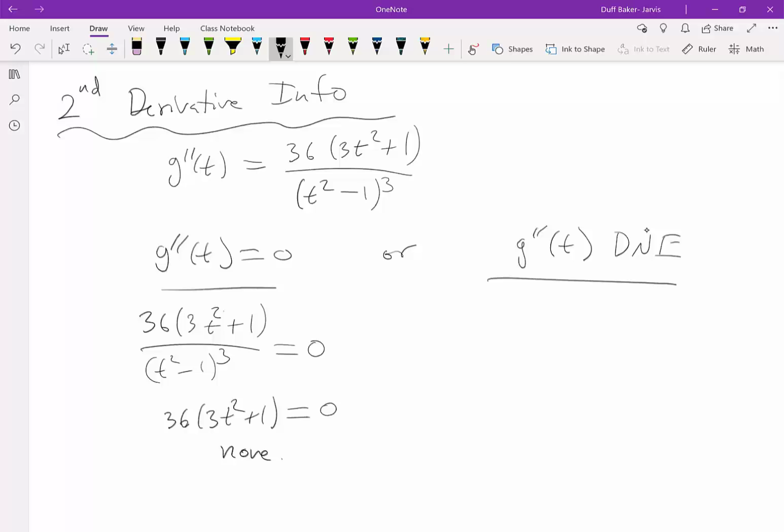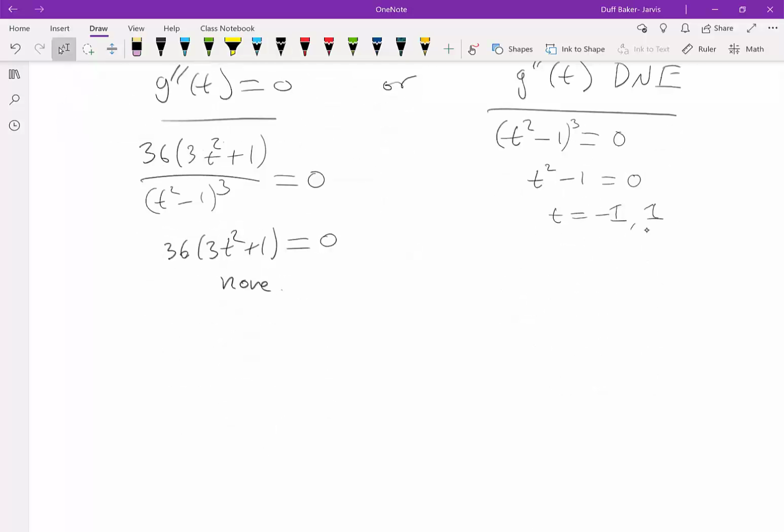But there are places where that doesn't exist because the denominator can be 0. So that would come from when t squared minus 1 cubed equals 0. If I cube root that, we see that t equals -1 and t equals 1. Positive 1 and -1. Okay, so this is kind of nice. We only have 2 things on our number line. So we only have -1 and 1 again.